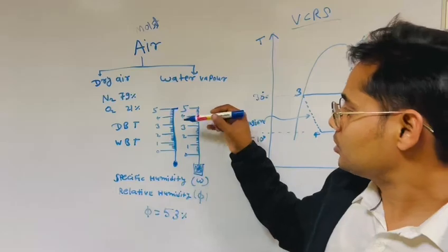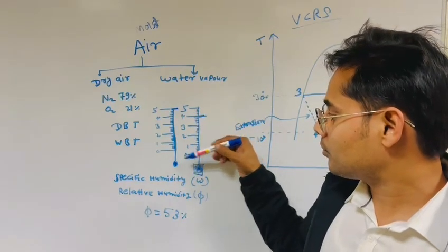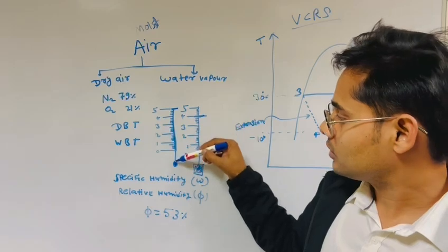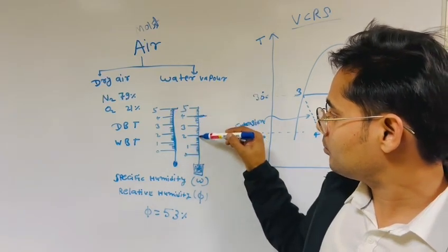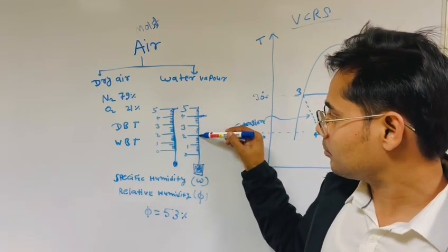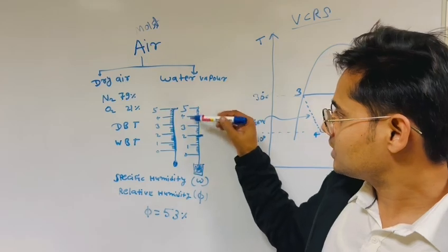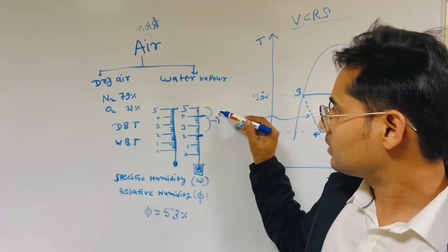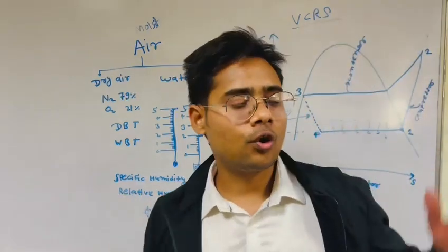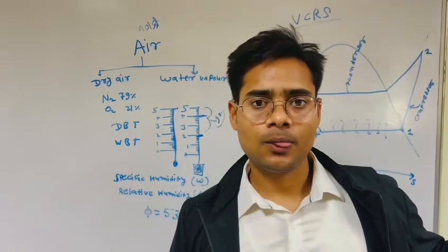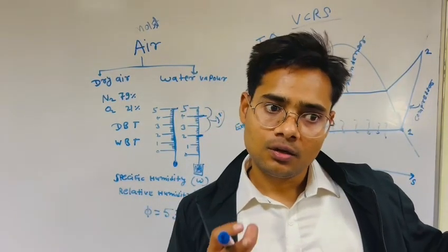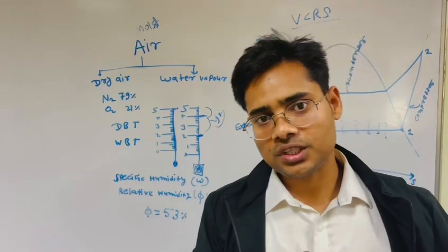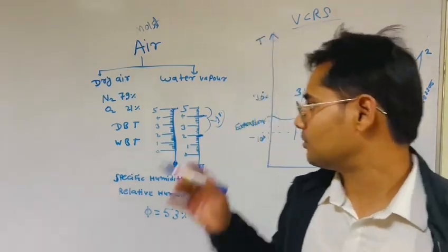If the temperature difference between the dry bulb temperature and wet bulb temperature is suppose 3 degrees, suppose dry bulb temperature measures 5 degrees and wet bulb temperature measures 2 degrees, so the difference is 3 degrees. So what does 3 degrees mean? 3 degrees means that the outside air temperature, with the help of a desert cooler, we decrease by a 3 degree temperature difference.